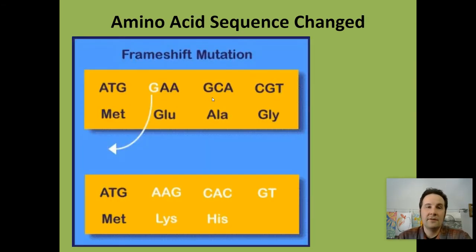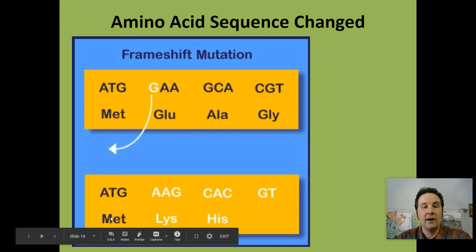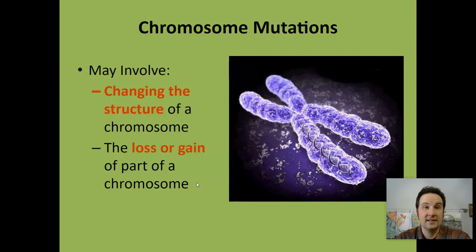So here's another example of frame shift, just to show you a real world one. We go from ATG to GAA. We have methionine, glutamine, alanine, glycine, and then we take that G out, so this is a deletion, and now everything shifts over, and now we have methionine, lysine, and then histidine. So we actually have completely changed the order of these amino acids.